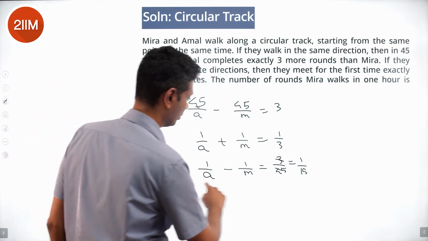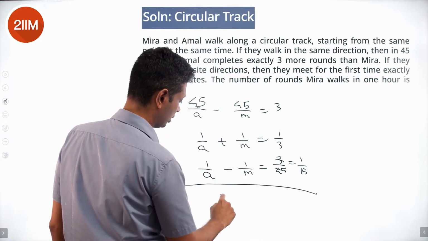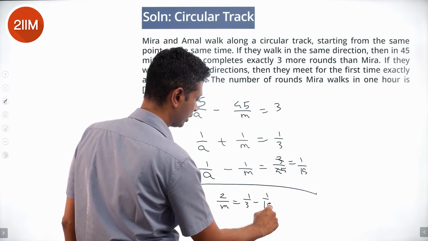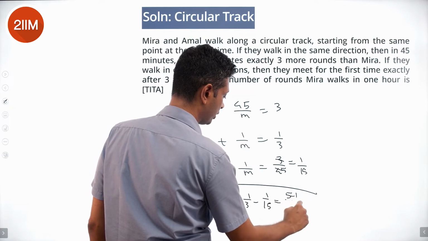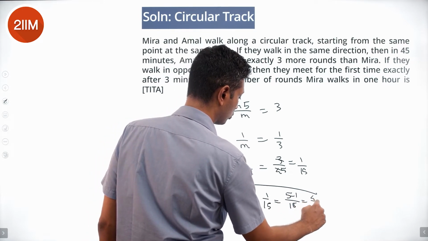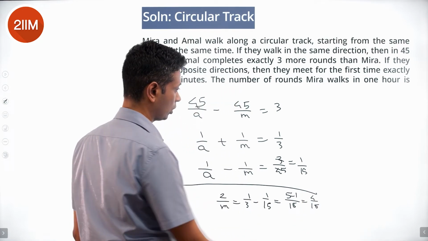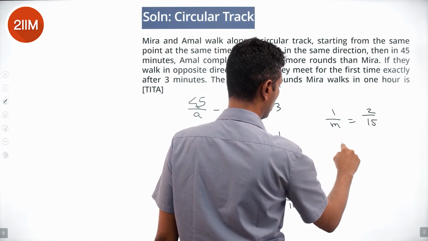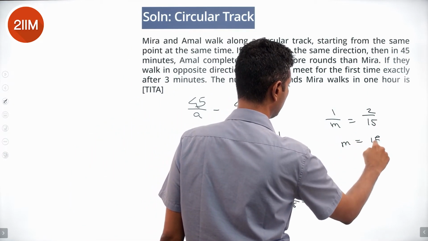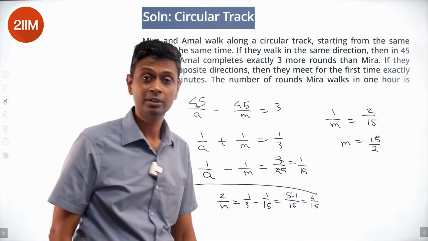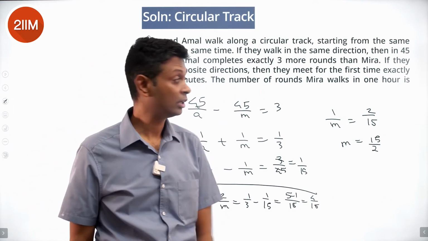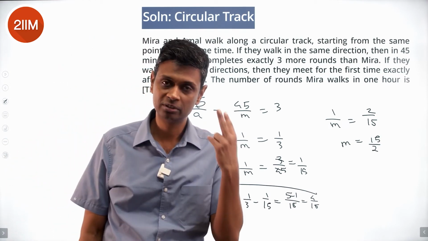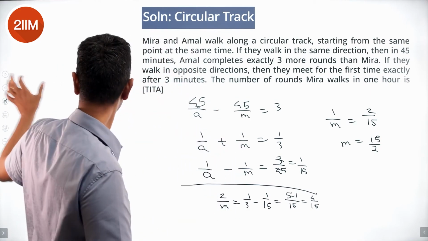If I subtract this from that, then 2 by m equals 1 by 3 minus 1 by 15, which is 5 by 15 minus 1 by 15, which is 4 by 15. Or 1 by m is 2 by 15. Or Mira takes 15 by 2 minutes for a lap. She takes 7.5 minutes for a lap. The number of rounds Mira walks in 1 hour: in 15 minutes, she'll do 2 laps. In 1 hour, she'll do 8 laps.